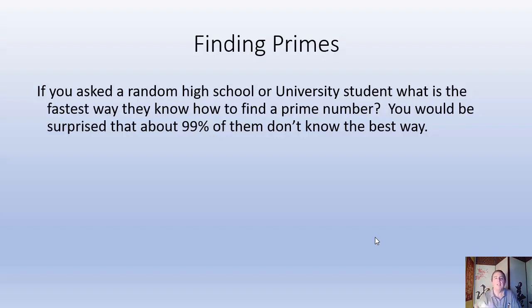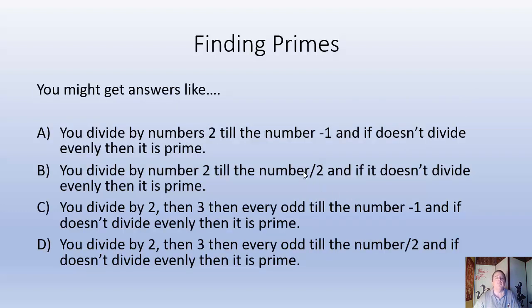Now, probably you already know 101 is a prime, but ask yourself, let's assume you didn't know it's a prime, how many divisions would you have to take before you realized, yes, prime? You'll be surprised what the answer is. All right. You might get answers like, well, you divide by numbers 2 until the number minus 1. In other words, 2 to 100. And if it doesn't divide evenly, then it's a prime. Okay, I've heard people say that one.